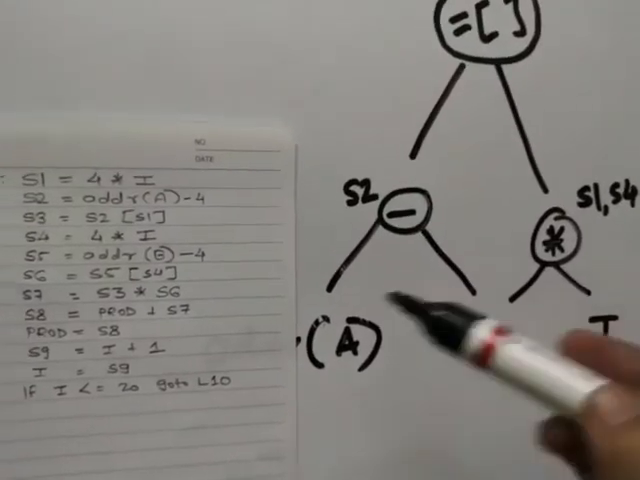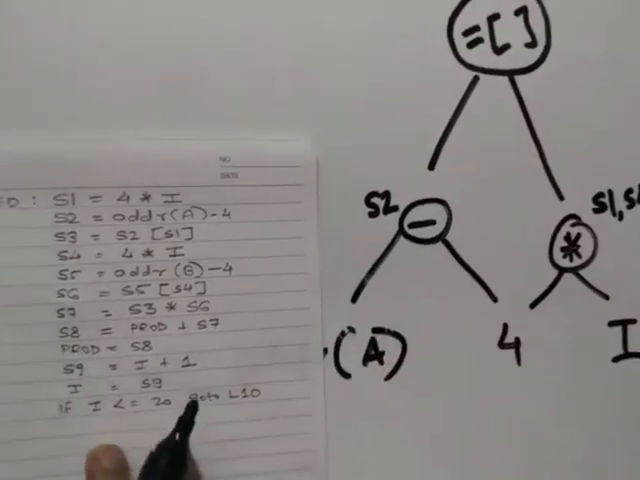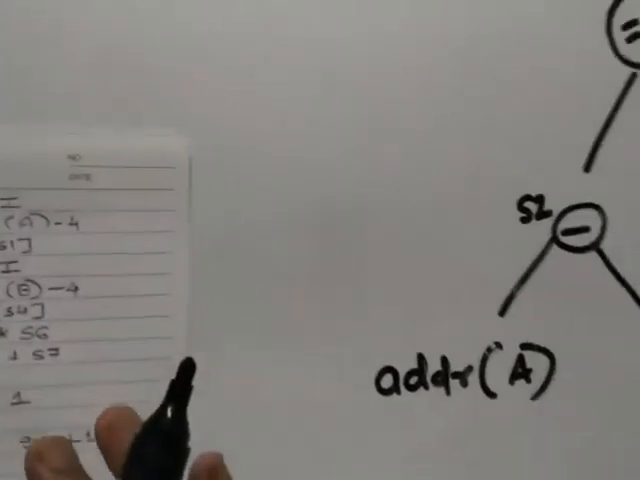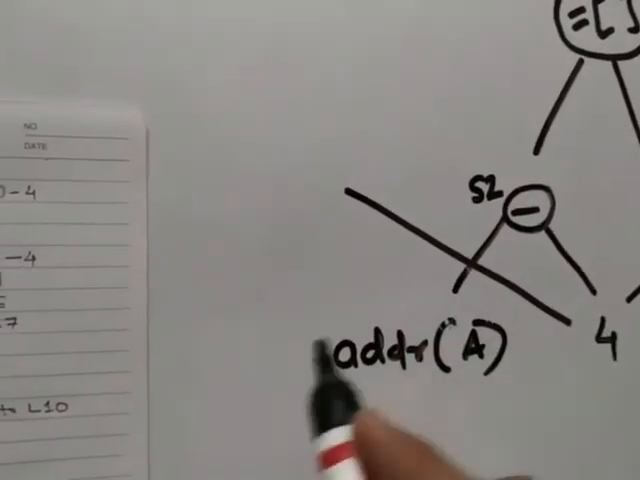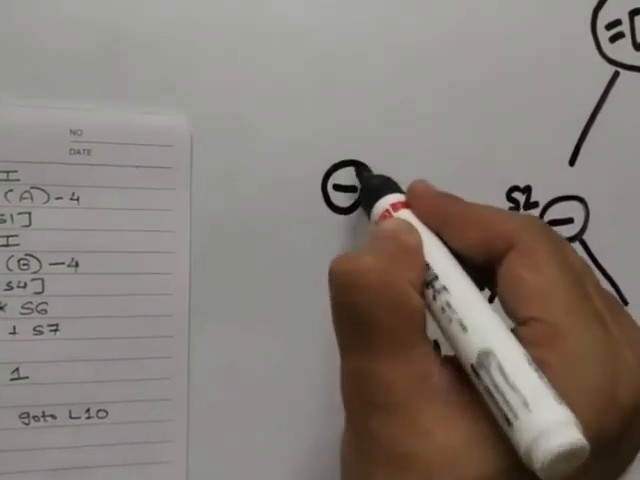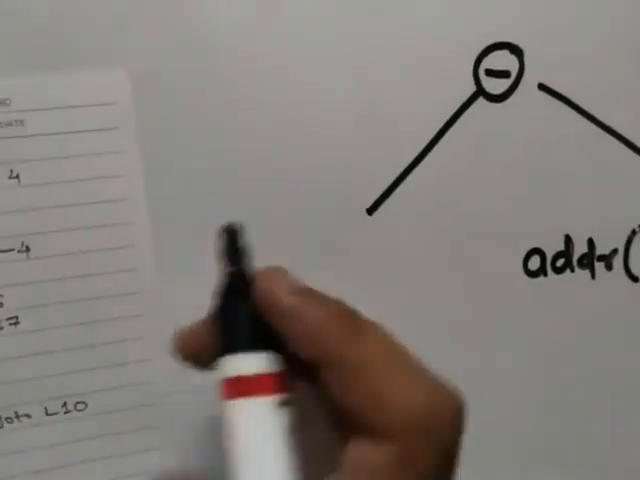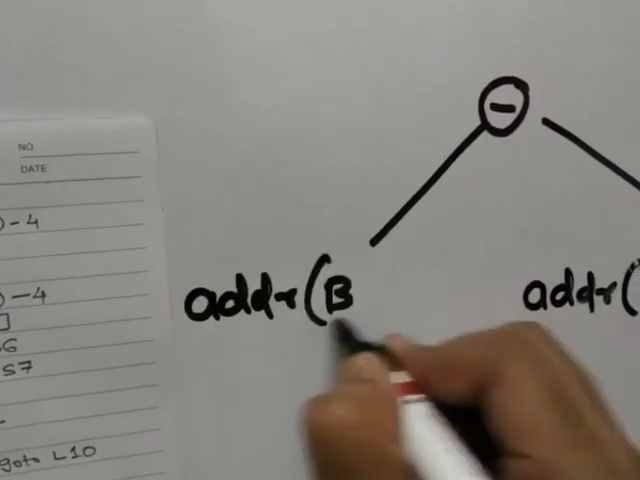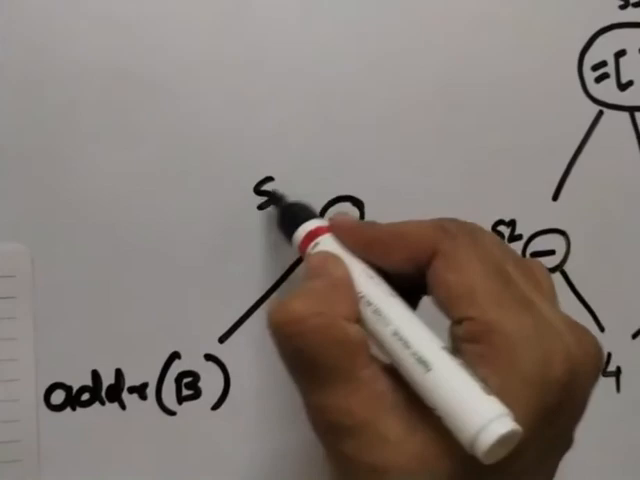So now we will switch to S5. S5 is address of B minus 4, so we will draw address of B minus 4. For S5 I will be using address of B minus 4. So 4 is here, I will create the minus, and I will create address of B. This way I have created S5, and I will name this node S5.